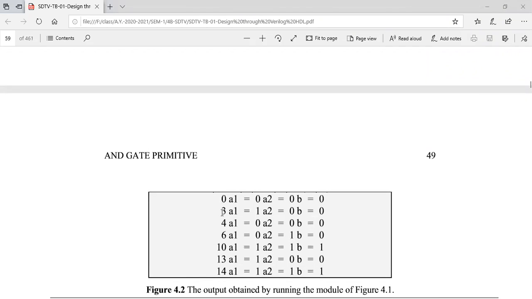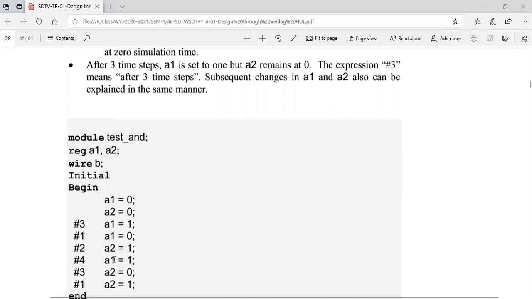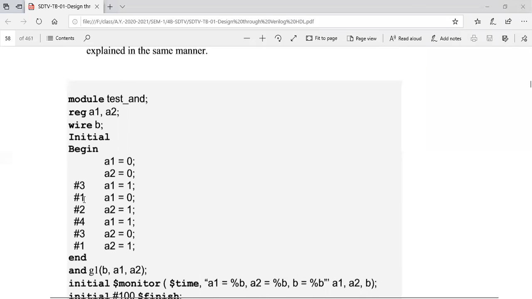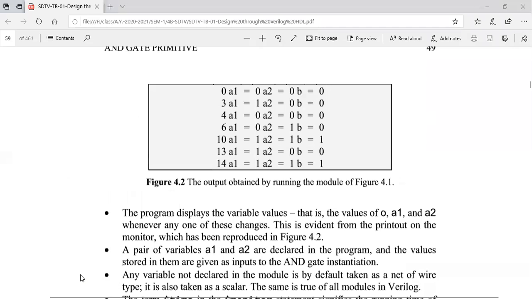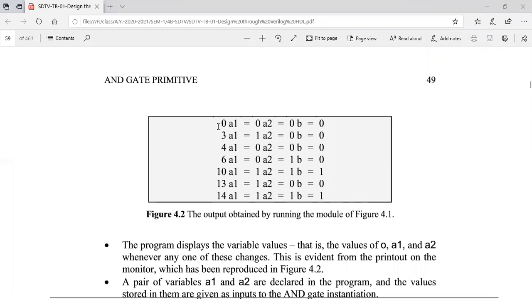Here, what we are writing is with respect to the 0. You want to keep that one for 1 nanosecond, right? So after 0 up to 3, one value. After 3 to 4, we have another value. After 4, we add 2, that is up to 6, we have another value. After 6, up to 10, another value. After 10, up to 13, another value. After 13, up to 14, another value. See here, that's the thing we are getting.